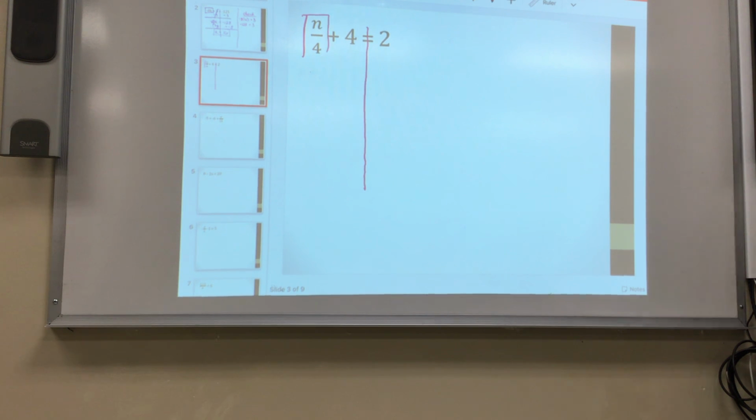Here's my n term. Oftentimes I put that in a box just so I don't move what's inside of there. Outside of it is a plus 4, so we subtract 4. What do inverse operations always do? Cancel, okay, that goes away then. N divided by 4 equals, Ivan, what is it? -2.